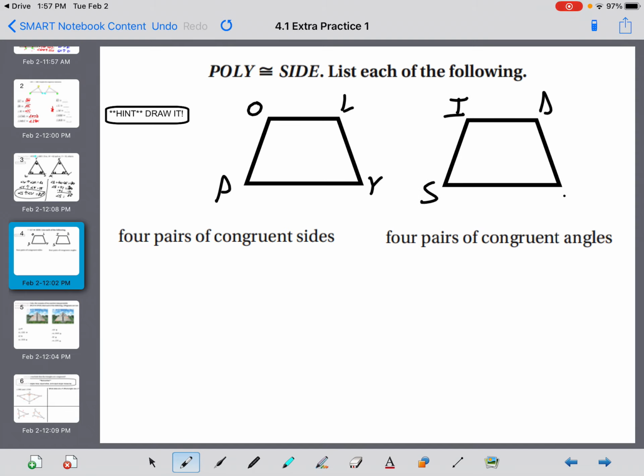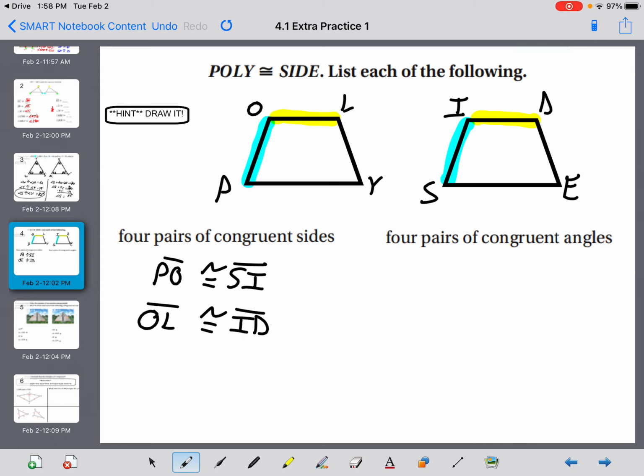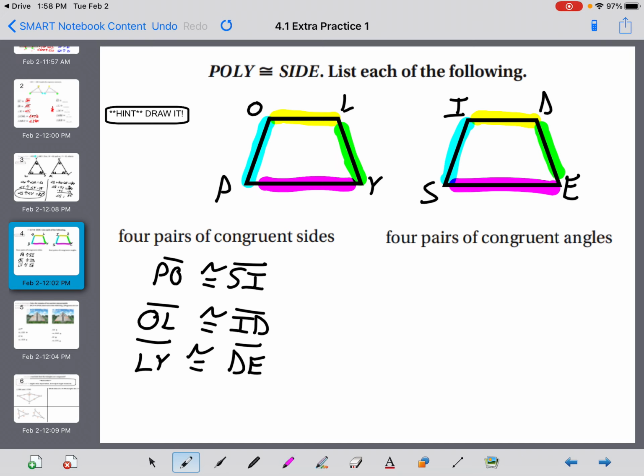What are 4 pairs of congruent sides? Well, your first side, PO and SI, right? Then what do we got? OL and ID. LY, DE. Last, you got YP and ES.